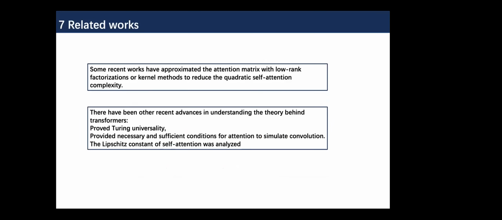And also some recent works have approximated the attention matrix with low rank factorization or kernel methods to reduce the quadratic self-attention complexity. And also some researchers have recently advanced the understanding of the theory behind transformers, like proving universal approximation and providing necessary and sufficient conditions for attention to simulate convolution. And the Lipschitz constant of self-attention was analyzed.